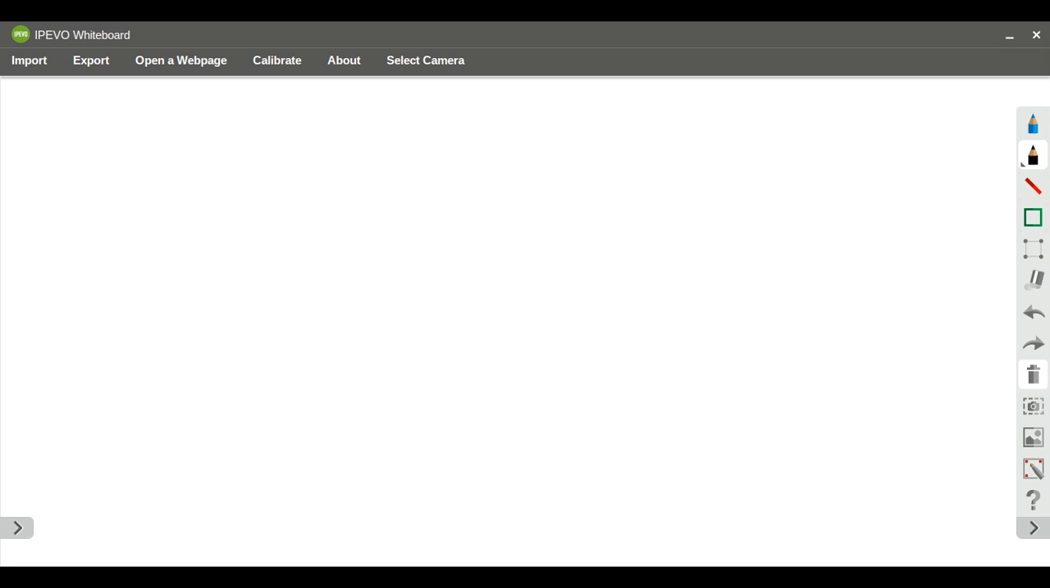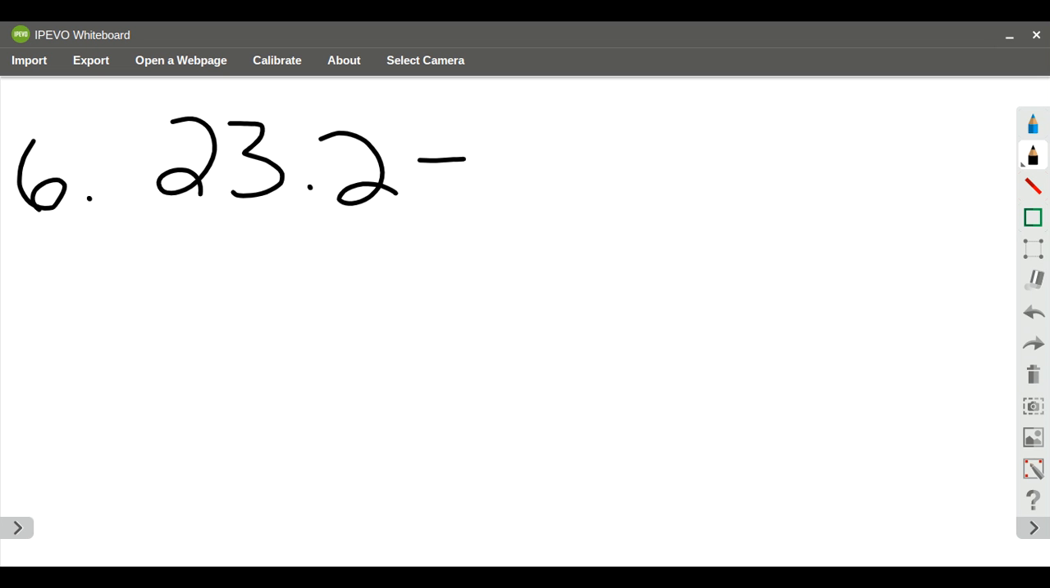So if I have 23 and 2 tenths, I jumped over to number 6. I'm going to be number hopping to find one that I want to get practice on. So 23 and 2 tenths, subtract 9 and 71 hundredths. When I do this, I'm going to go ahead and round to the nearest whole number.